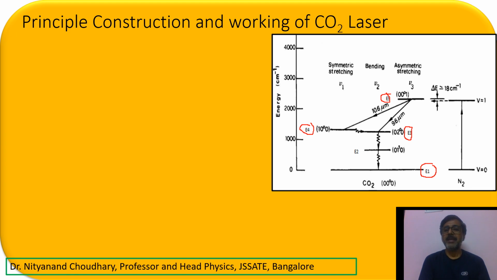So E3 is here, and this is your bending mode. Here you have E4, this is your symmetric mode, and this is your asymmetric, or antisymmetric, mode. In the previous slide I showed you that the asymmetric mode will have the highest value of energy, and therefore it has come over here. Similarly, I have shown you the other 2 modes: this is the symmetric mode, and this is the bending vibrational mode.